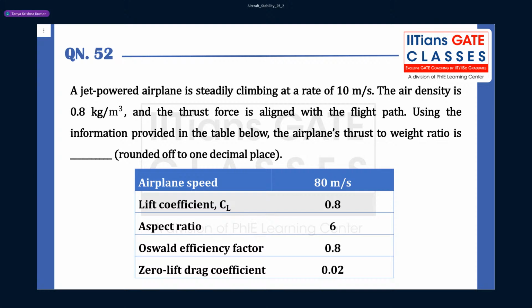Okay, a jet-powered airplane is steadily climbing at a rate of 10 meters per second. The air density is 0.8 kg per meter cube. The thrust force is aligned with the flight path. Using the information provided in the table below, the airplane's thrust to weight ratio rounded off to 1 decimal place is. So they're giving you airplane speed, lift coefficient, aspect ratio, Oswald's efficiency factor, zero lift drag coefficient.